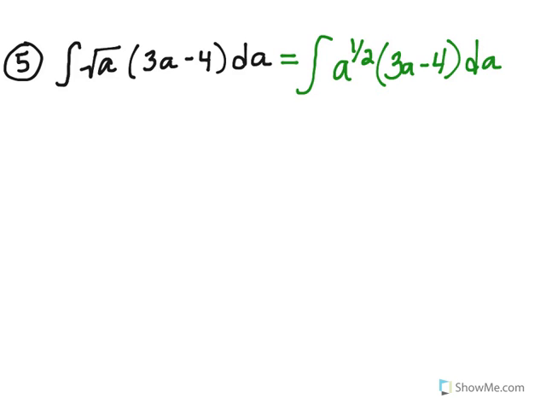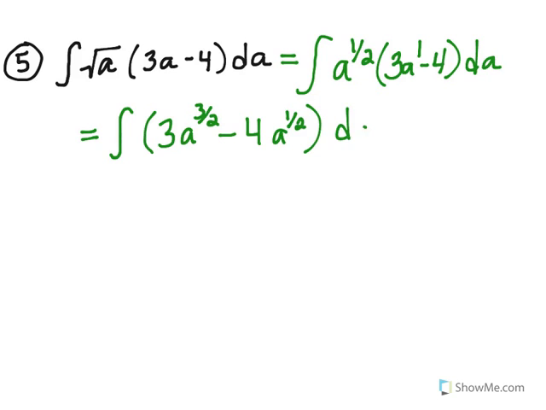There's also no rule for a product of 2 functions. There was a rule for a sum or difference, but not a product. So the next thing I need to do is distribute. So a to the 1/2 times 3a to the 1st, add the 2 exponents and you get 3a to the 3/2. Then I'm going to have minus 4a to the 1/2, close the parentheses, dA. Keep in mind that dA needs to stay there. Whenever you have an integral sign, you have to have a variable of integration written at the end. They're kind of a package deal.